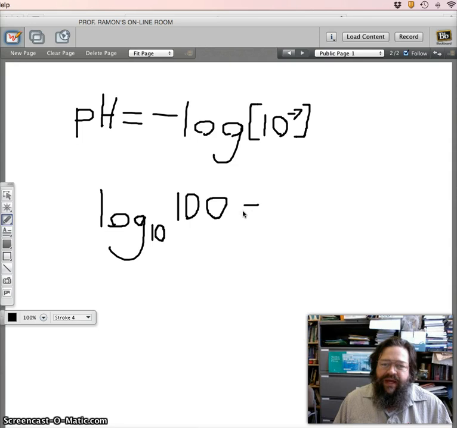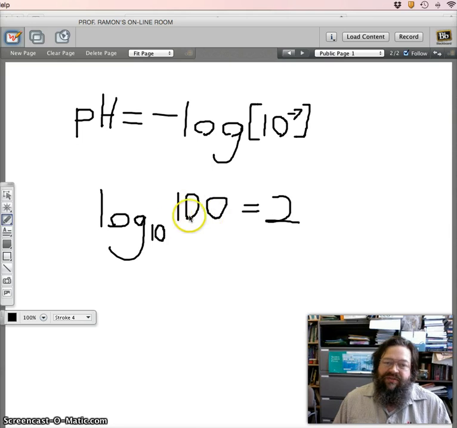What that's basically asking you is 10 raised to what power equals 100? So 10 raised to what power equals 100? The answer to that is 2. 10 raised to the second power equals 100. So the log of 100 is 2.